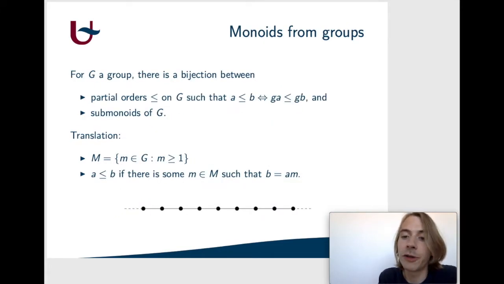So how do you construct new monoids? If you start with a group, then there's a bijection between partial orders on this group that are compatible with group multiplication and submonoids of this group.